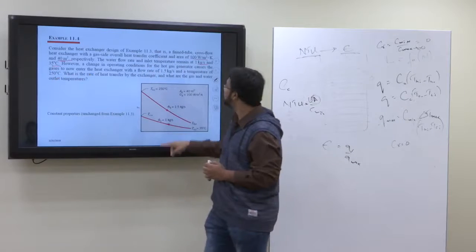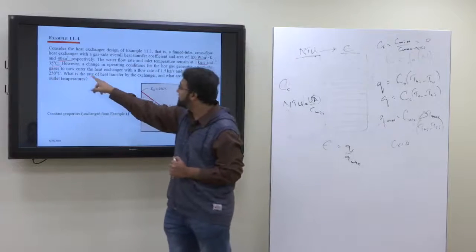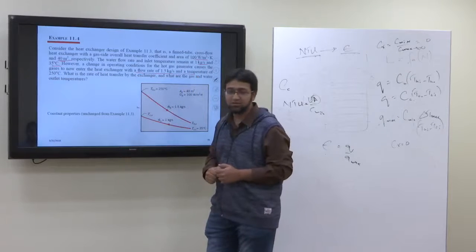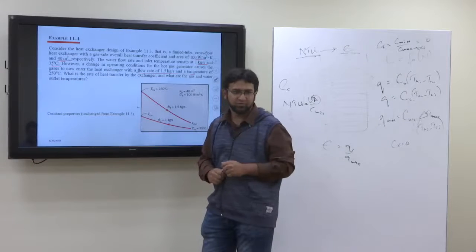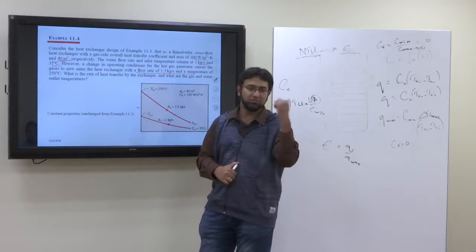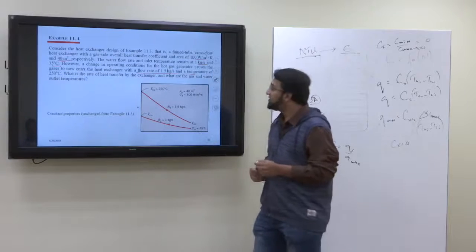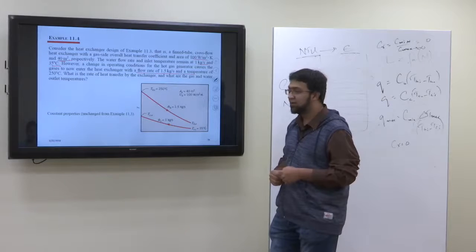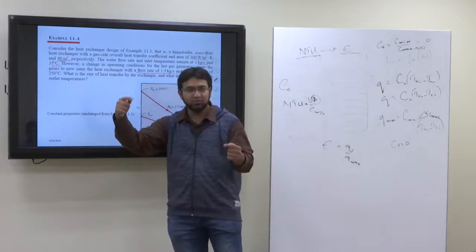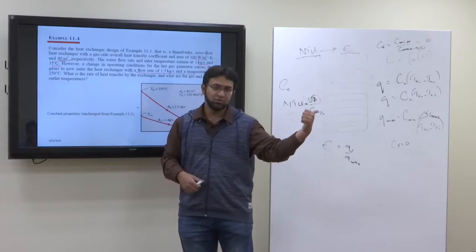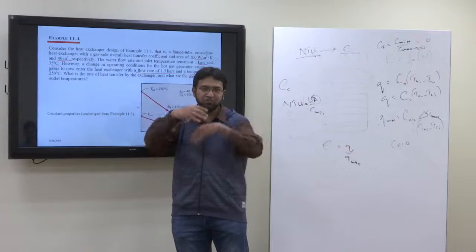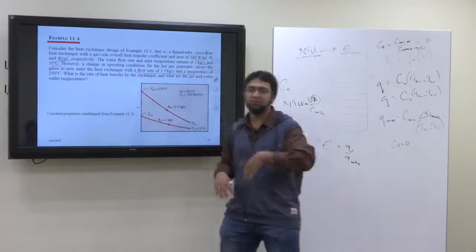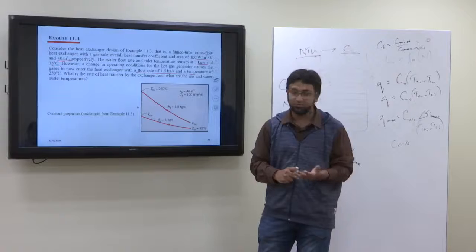However, a change in the operating conditions for the hot gas generator causes the gases to now enter the heat exchanger with a flow rate of 1.5 kg per second and temperature of 250 degrees centigrade. Hot side temperature and the flow rate are changed compared to the previous problem. What is the rate of heat transfer by the exchanger and what are the gas and water outlet temperatures? So now you know the hot in, you know the cold in, you don't know the hot out, you don't know the cold out. But you know the heat transfer area for your heat exchanger. So it's now a performance calculation problem.